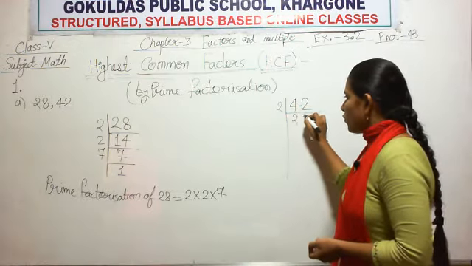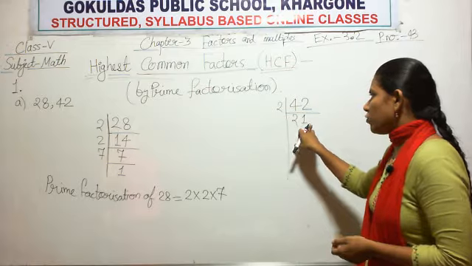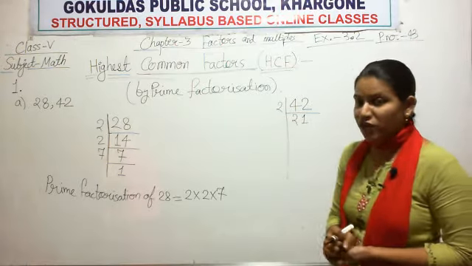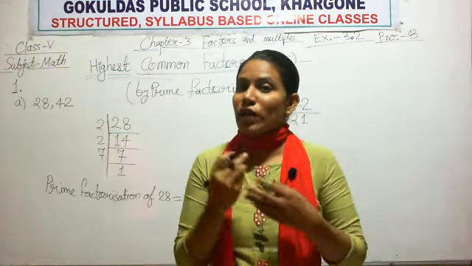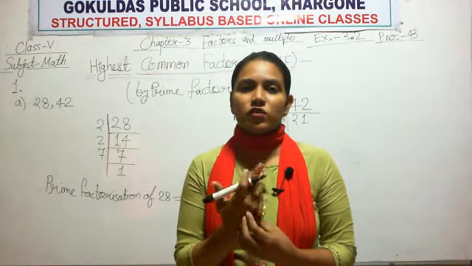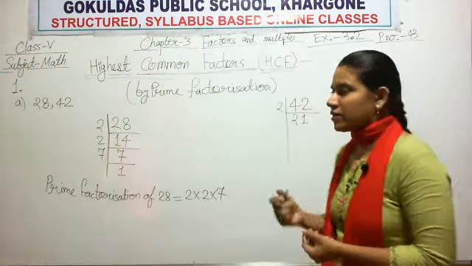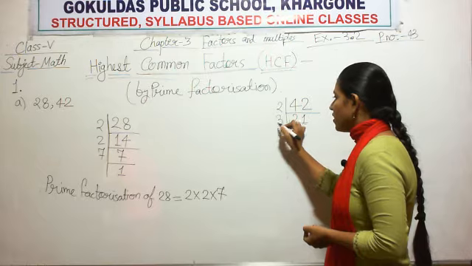So 2 2s are 4, 2 1s are 2. Now your new number is 21, which is an odd number. So you cannot choose to divide 21 by 2. So let us take another prime number, which is 3.